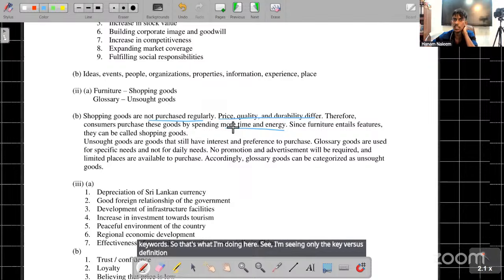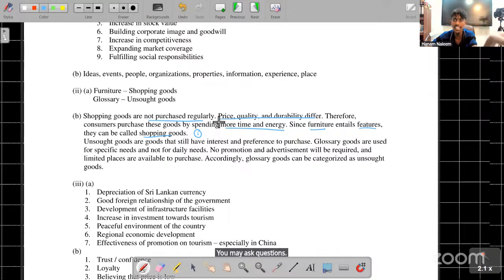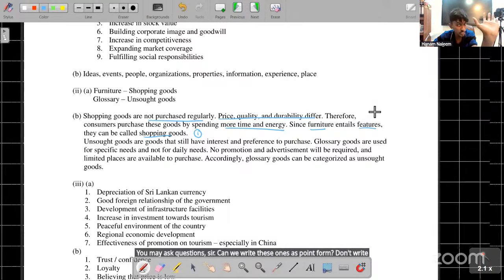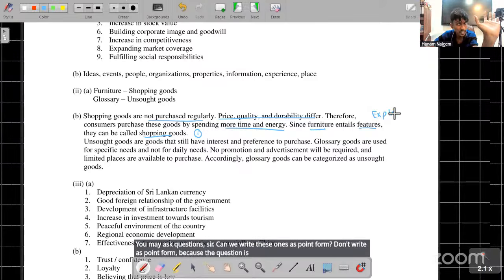Okay, so in shopping goods, yes, we spend more time and energy. And also, since furniture has all those features, we can say shopping goods. So if those keywords are there, you may ask, sir, can we write these as point form? Don't write as point form because the question is asking you to explain. Explain is better written in small sentences. Okay, don't write in point form.